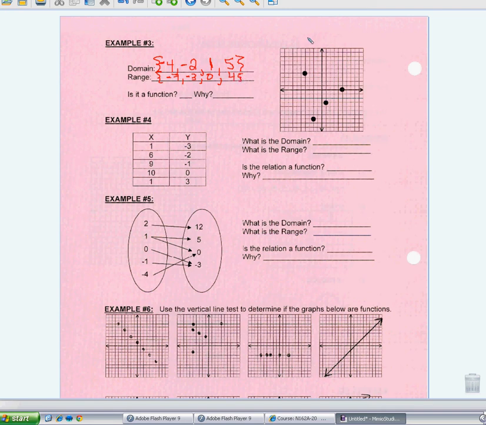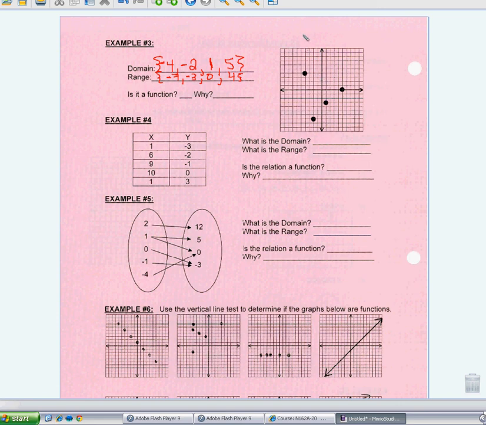Okay, now I got -4 from the x coordinate here. I got -2 from the x coordinate here. I got 1 from the x coordinate here. And I got 5 for the x coordinate here. For my range, I counted down to -7, -3, 0, and 4. That's where I got my numbers from.